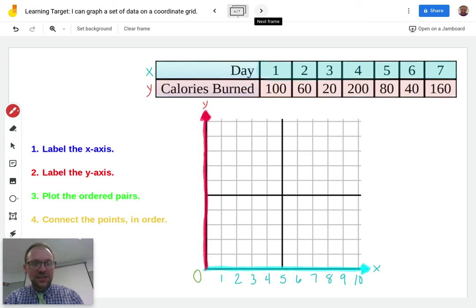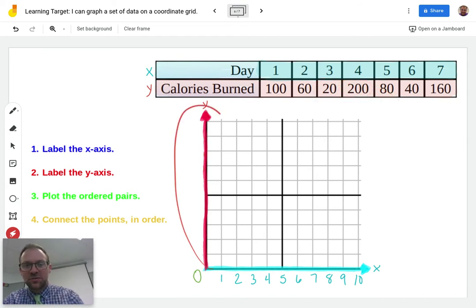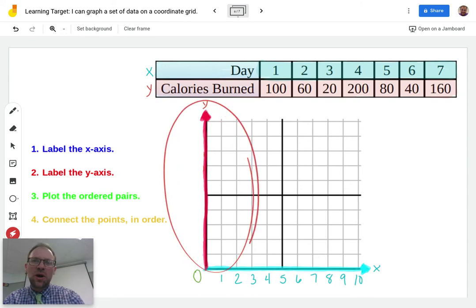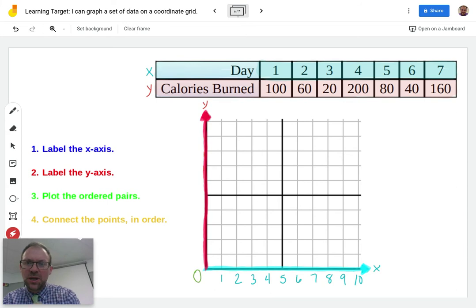Here we have another set of data for the y-axis. This now represents calories burned per day. And this data set represents numbers from 20 all the way up to 200 calories burned per day. So now we have to fit numbers from 20 to 200 on this y-axis. Let's study the data and look for clues. What do you notice about this data?